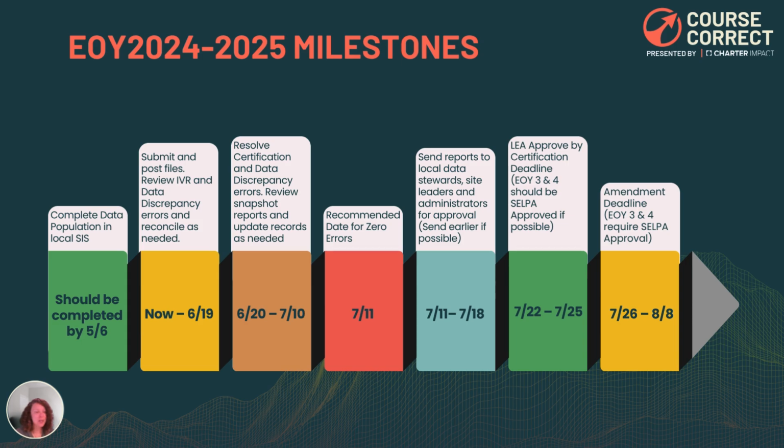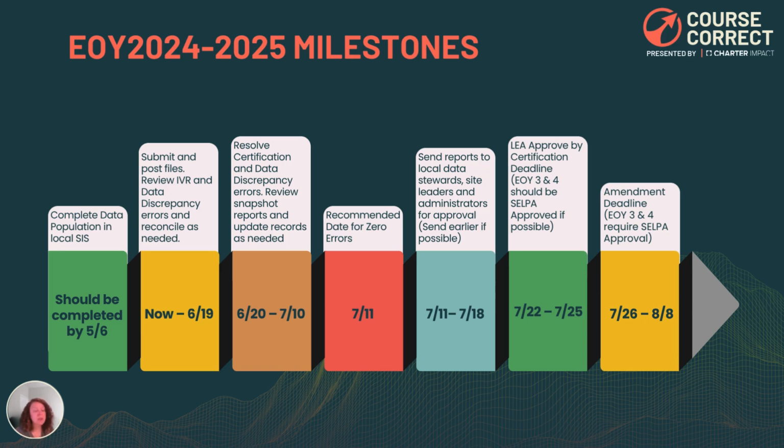Last but not least, here are your timelines and milestones. These align with what the state recommends as well. What you should be working on during most of the month of June is submitting those file types we went over today, looking at those discrepancies, resolving the errors, reconciling the information. And then in late June, early July, continue to resolve errors, but review those snapshot reports and make those final updates. You should definitely be reviewing those snapshot reports and allow yourselves enough time to review them adequately.